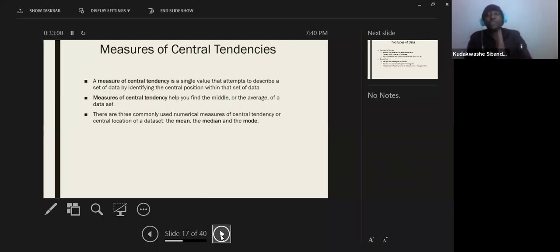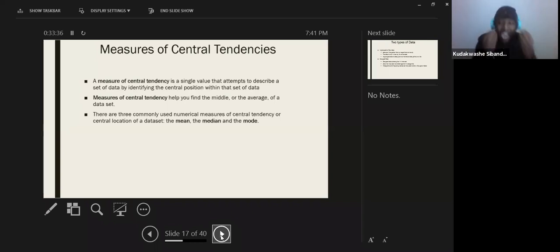Measures of central tendencies. That's where the calculations start to kick in. So let's first define what a measure of central tendency is. It is a single value that attempts to describe a set of data by identifying the central position within the set of data. What it means basically is you are given your data set, then you find a single value that is able to describe the whole of the data. That's basically what measures of central tendencies are.